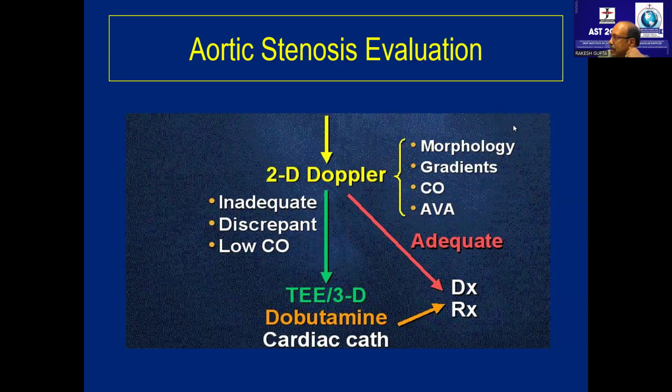So at your level, I'm not asking for many things. At your level, it is just to look for these important things: morphology, gradients, cardiac output, and aortic valve area.